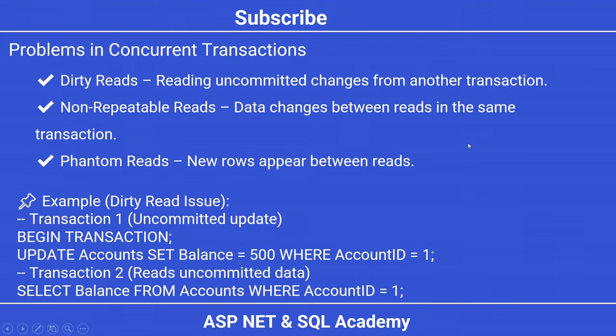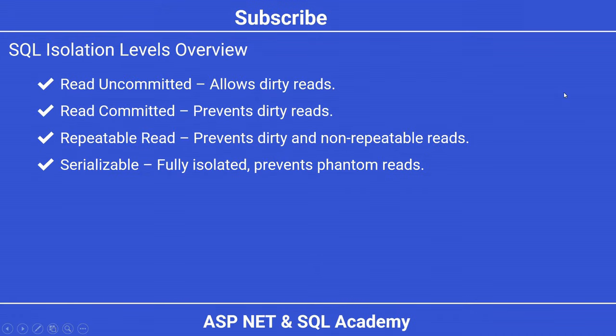When multiple transactions run at the same time, issues like dirty reads, non-repeatable reads, and phantom reads can occur. SQL isolation levels help prevent these problems. SQL provides 4 isolation levels to control how transactions interact. Let us explore each level in detail.